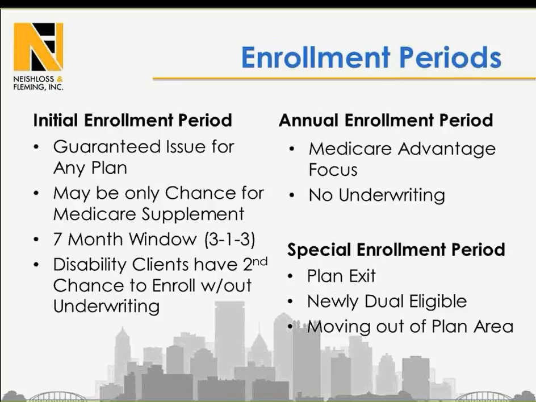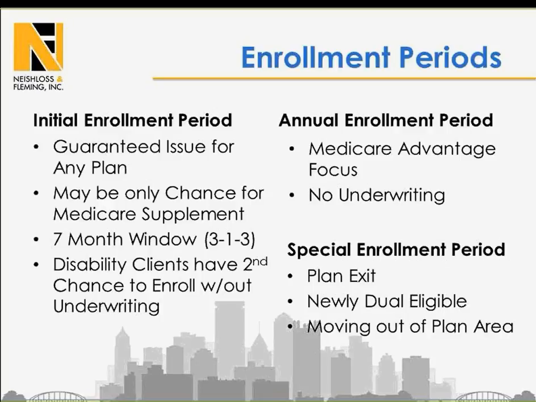Next up, enrollment periods. This is where you start seeing some differences between Medicare supplements and Medicare Advantage that really go into how you as an agent are managing your book of business. Obviously, the initial enrollment period is the best. These are people that are turning 65. You have that 7-month window, 3 months before their birthday and 3 months after their birth month, where you can write them in any plan.